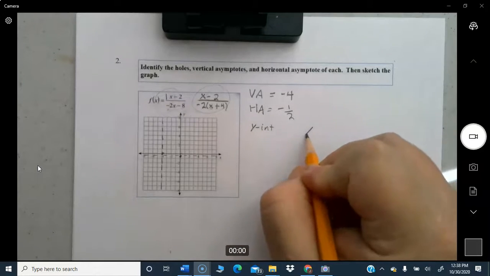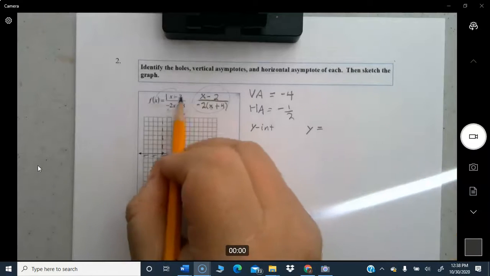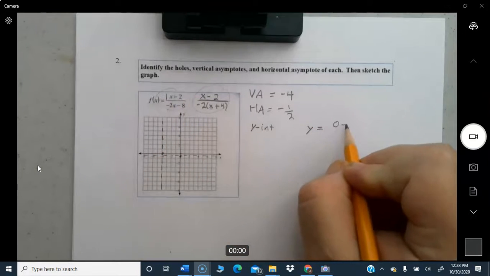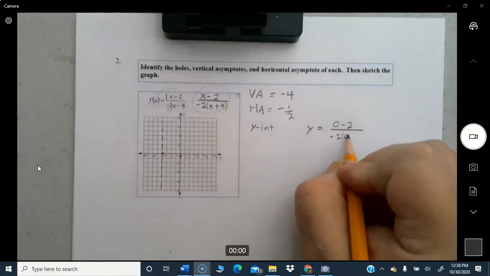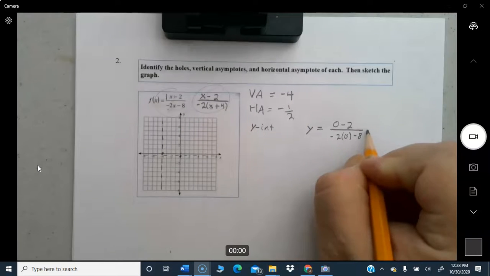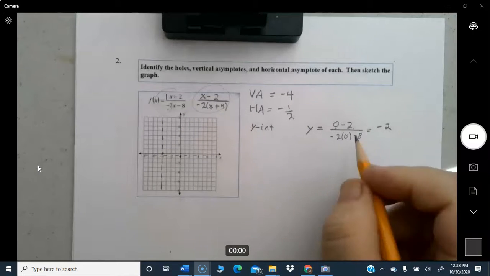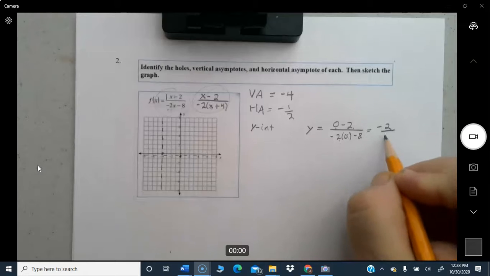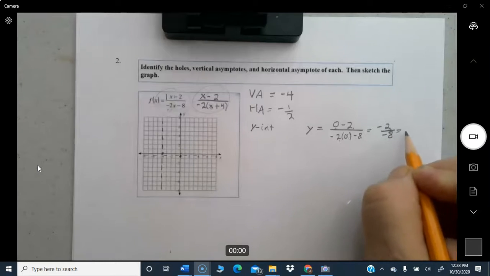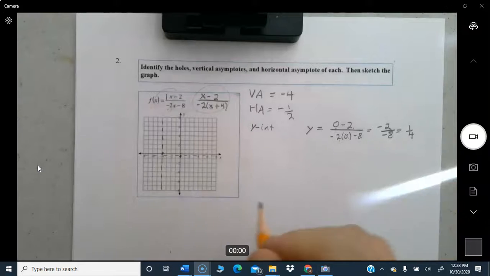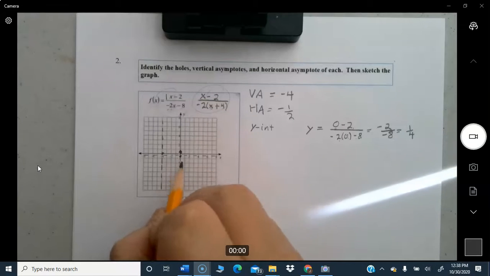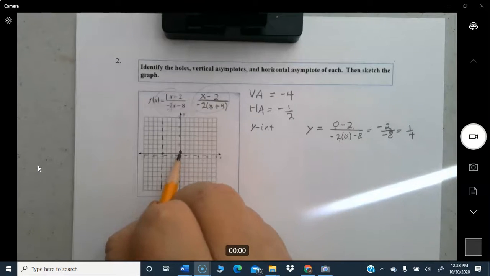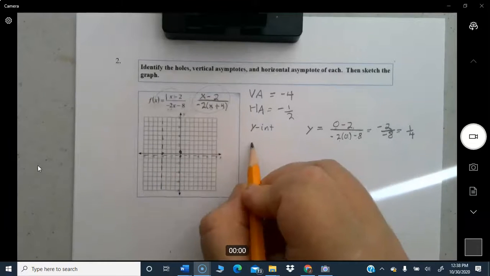That's where you set x equal to 0. So y equals, using this function, 0 minus 2 over negative 2 times 0 minus 8. On the top, 0 minus 2 is negative 2. Negative 2 times 0 is 0, minus 8 is negative 8 on the bottom. So that equals positive 1/4. Right here, I'm going to go up 1/4, just barely above the x-axis. If I draw too big a dot, it'll take up too much space. It's 1/4 above.